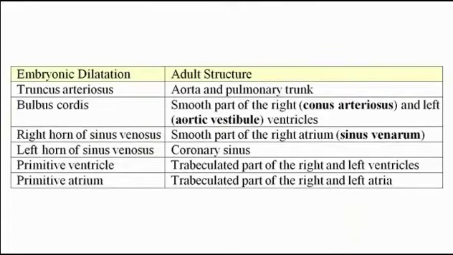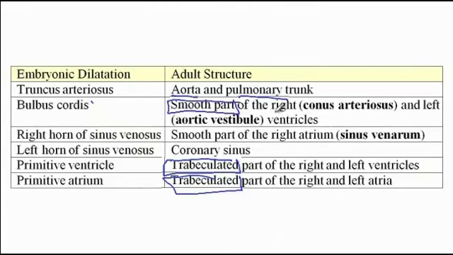Alright, now let's go through this table and just summarize what I explained there. Truncus arteriosus gives rise to aorta and pulmonary trunk. Primitive atrium gives rise to the trabeculated portion of the right and left atria, versus primitive ventricle, which gives rise to the trabeculated portion of right and left ventricles. Bulbus cordis gives rise to the smooth portion of the right and left ventricles, versus right horn of sinus venosus, which gives rise to the sinus venarum, and left horn of sinus venosus, which gives rise to the coronary sinus.